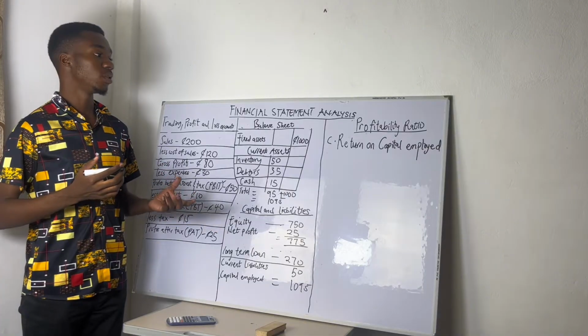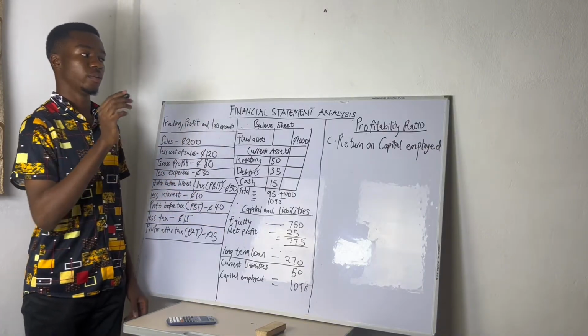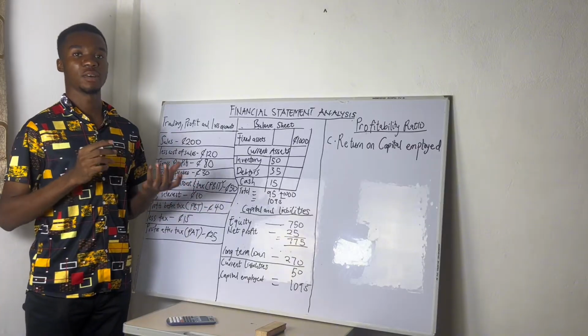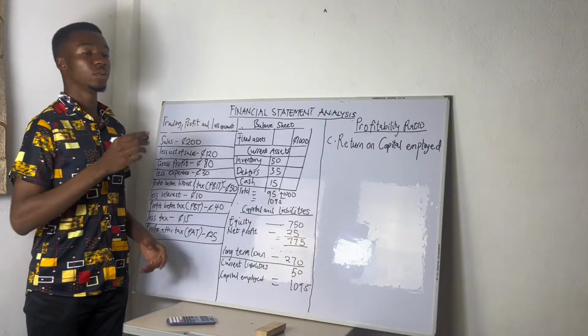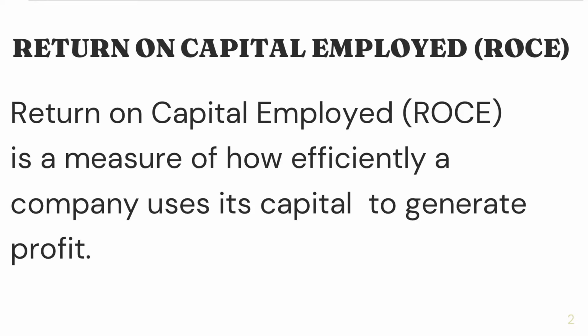The next thing I'm going to look at is return on capital employed. You use this formula if you want to see how well the company is using its capital.